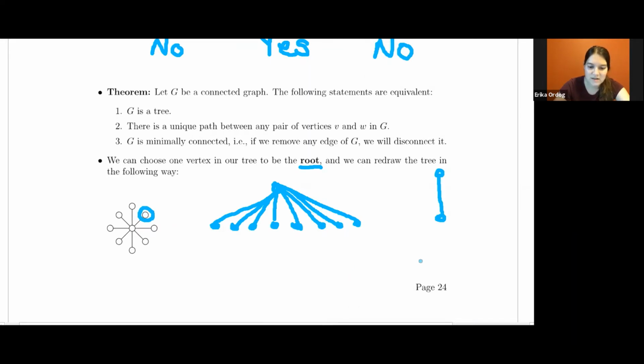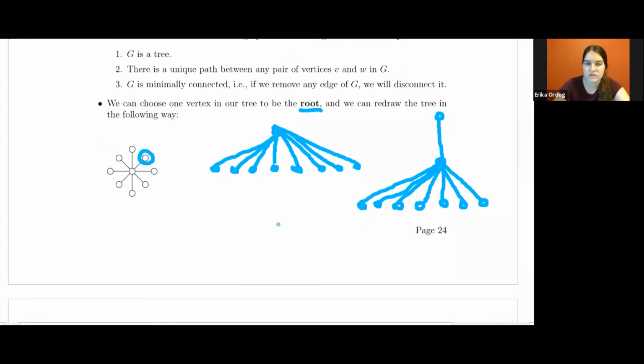And then on the next level is the vertices that are a distance of one edge away from this one. Okay, so we have 7 of them. Okay, and we connect them with the edges that are there in the graph. So that's a rooted tree.